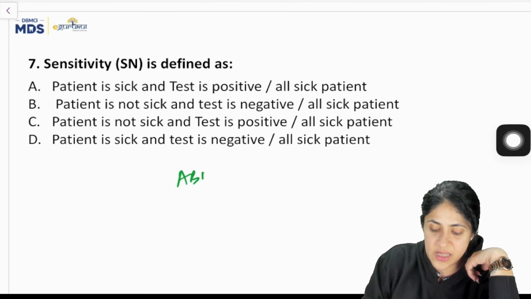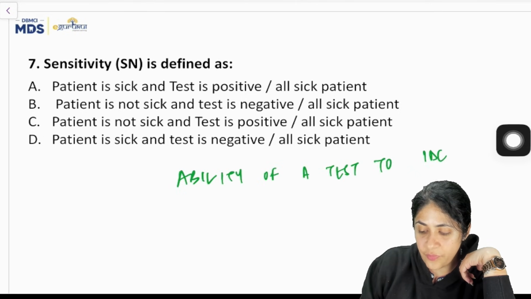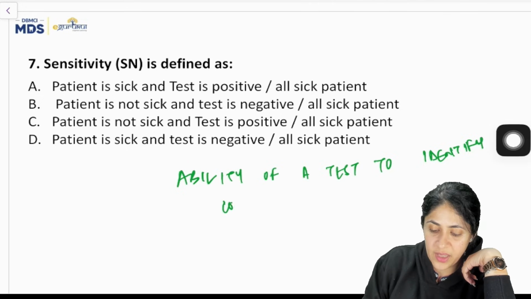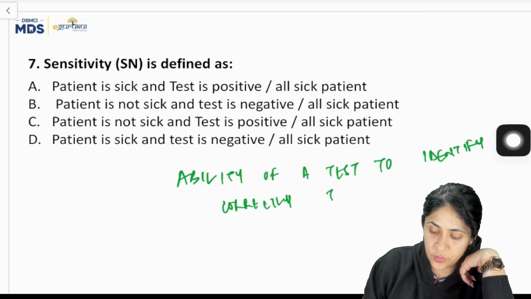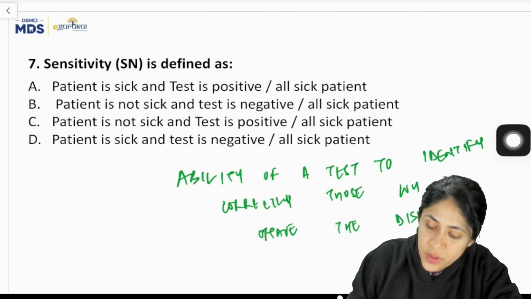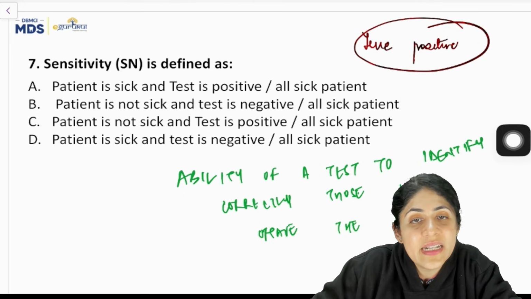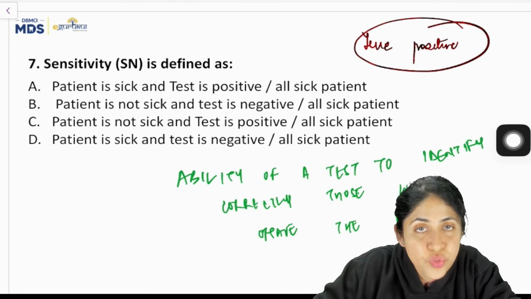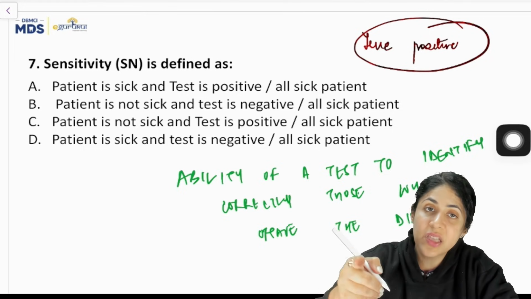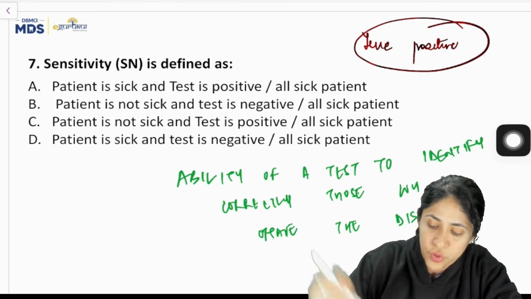Sensitivity is the ability of a test to correctly identify those who have the disease. The other word for sensitivity is true positive. You say the patient is sick and you have identified that he is sick, so the result has come out to be positive.